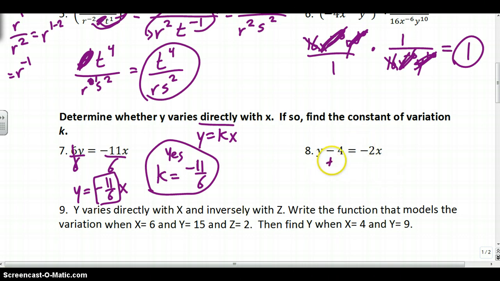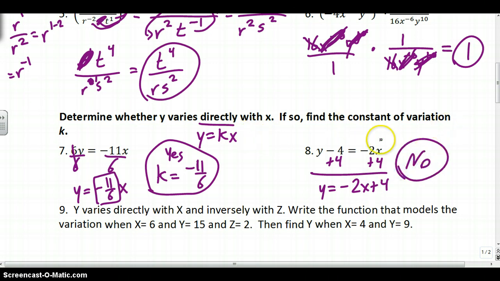Number 8, you're trying to get y by itself again, and you get y equals negative 2x plus 4. Does this look like this? No. Notice there's nothing being added on over here. So this is no. And obviously if it's no, there is no constant of variation. It doesn't change. Okay.